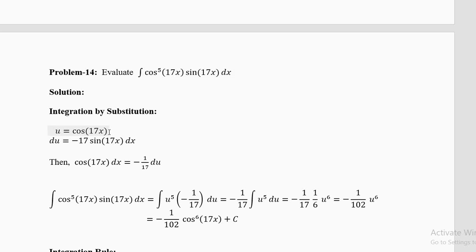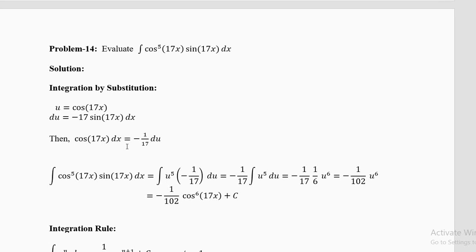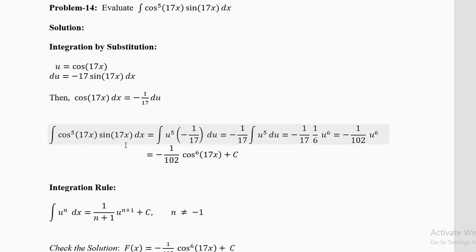u equal to cosine 17x, sine 17x dx equal to minus 1 over 17 du. Now your integration will be, after substitution, u power 5 into bracket minus 1 over 17 into du. You get minus 1 over 17, integration of u power 5 is u power 6 divided by 6. Remember the minus sign, 17 into 6 is 102. Minus 1 over 102 u power 6. u equal to cosine 17x, plus c.